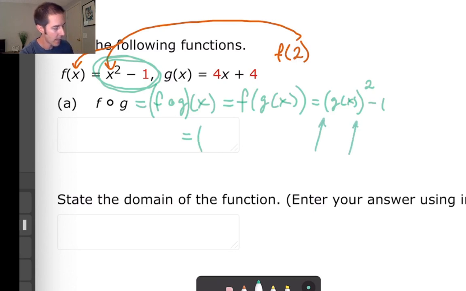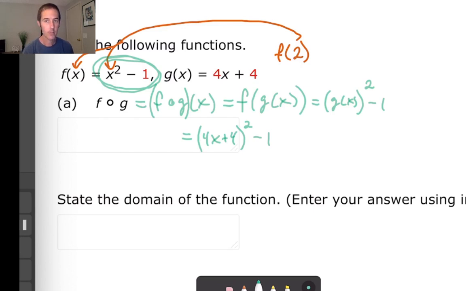I recommend that you do that, because the next thing we're going to do is replace g of x with 4x plus 4. You'll see that the 4x plus 4 is in parentheses, just like the g of x was. We'll put the square on the outside of there. Don't forget the minus 1 at the end. And from there, you need to FOIL carefully and combine like terms.